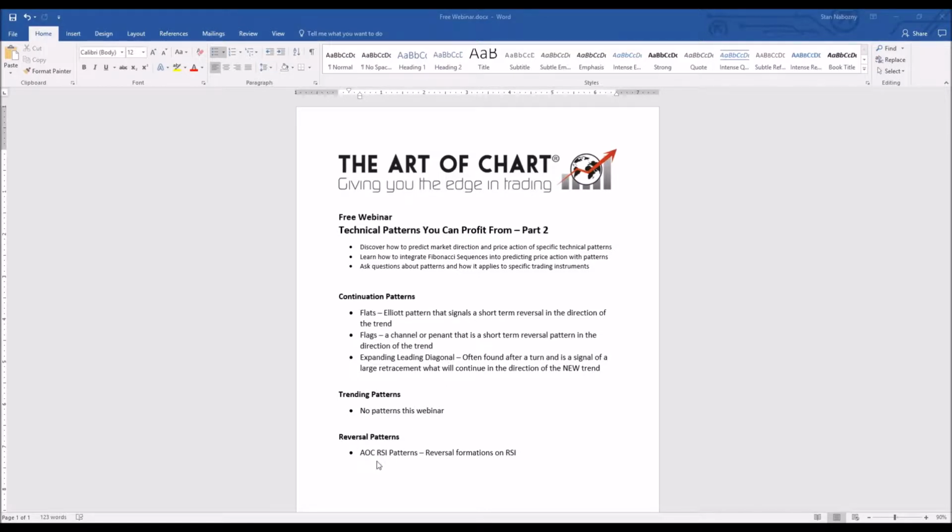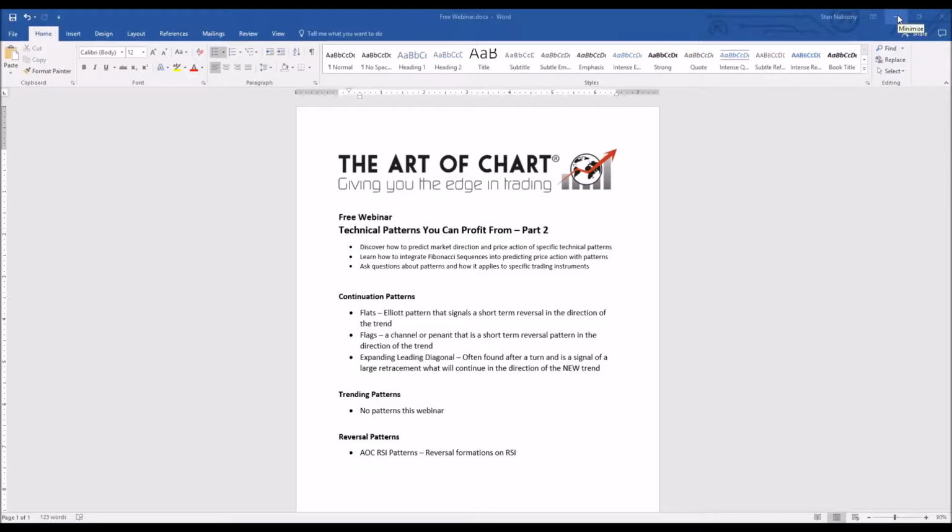And in terms of reversal patterns, we're doing something different today. We are going to start characterizing RSI patterns. Jack and I do a lot with RSI, so we are now opening up a new category of patterns called Art of Chart RSI Patterns. And today we're going to talk about strictly the reversal formations on RSI, what you can see and how you see it, and examples of them. And we have 3 or 4 we're going to share today. So that's basically it. Jack, anything you want to add?